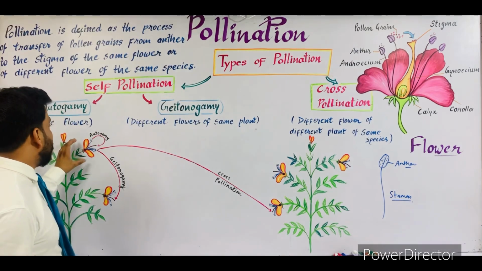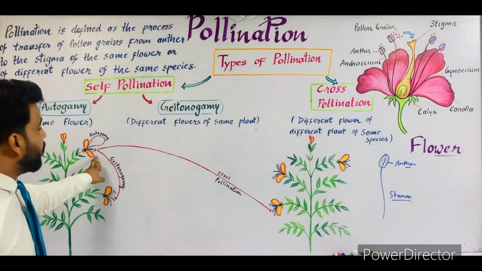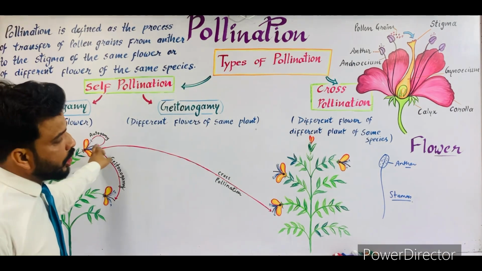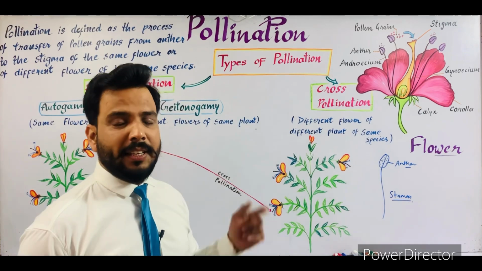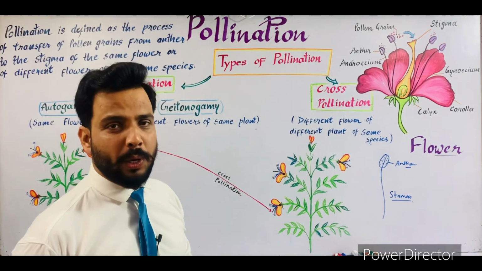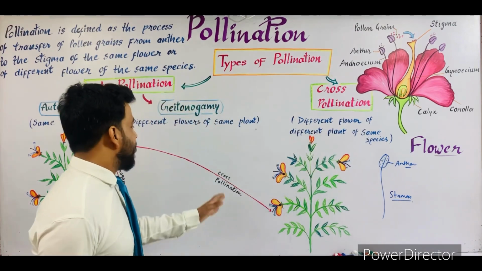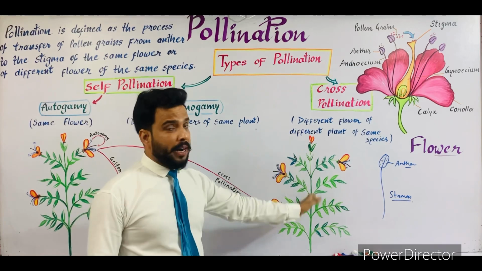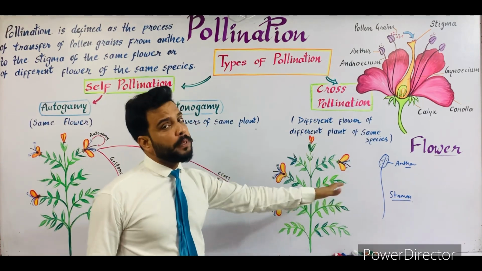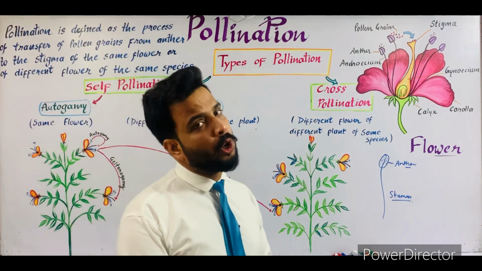So, you can see the transfer of pollen grains from one flower to another flower of a different plant of the same species, then this condition is known as cross-pollination. As you can see, different flowers of different plants. This is the flower, this is another flower, but the plant is different, of the same species, but the species of both the plants are the same. So, this condition is known as cross-pollination.